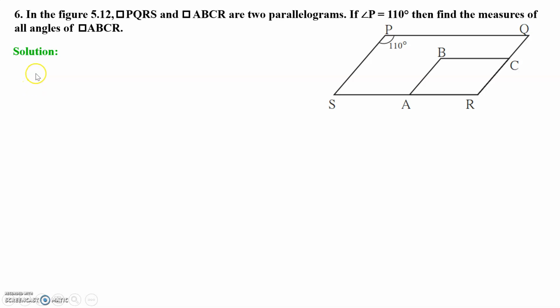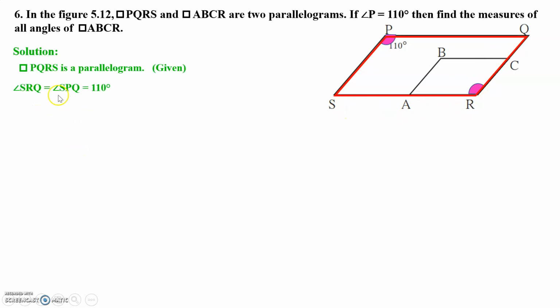Now, the solution: we have that quadrilateral PQRS is a parallelogram, because it's given. So what can we say? That angle SPQ will be equal to angle SRQ, will be equal to 110 degrees. Now why are they equal? You can see that they are opposite angles of the red parallelogram. So I'll write here, opposite angles of a parallelogram are congruent.